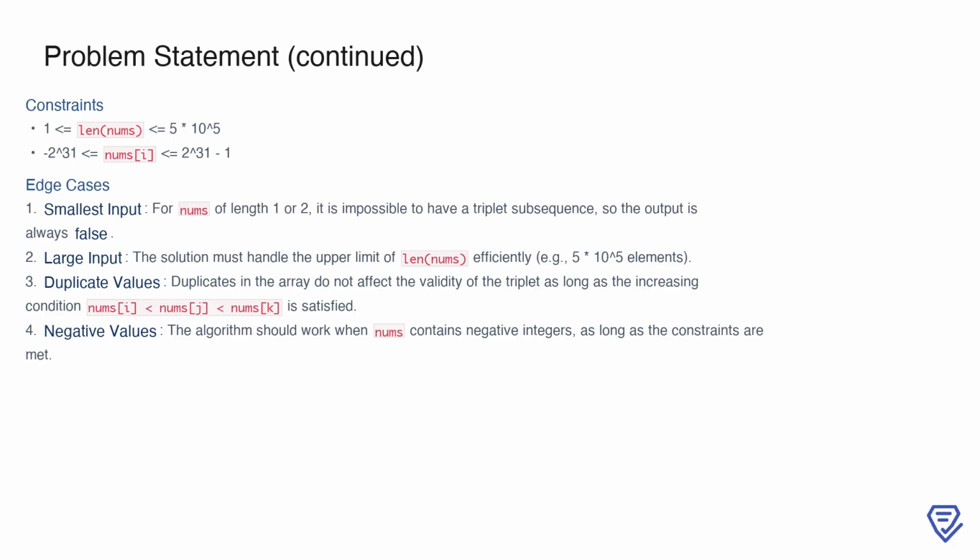Duplicate values in the array do not affect the validity of a triplet, as long as the condition nums[i] < nums[j] < nums[k] is satisfied. Lastly, the algorithm should also work seamlessly with negative values, as they are allowed within the constraints. These considerations ensure the solution is robust and handles a wide variety of inputs effectively.